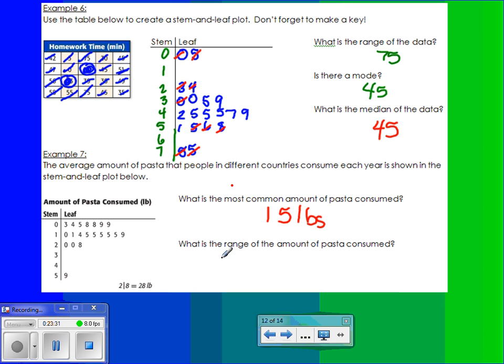What is the range of the amount of pasta? Okay, so what's our highest number? 59. 59 minus the lowest number, which was 3, and that's 56 pounds. Okay.